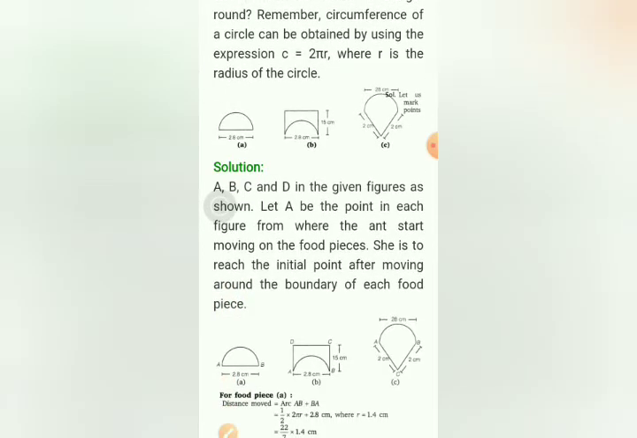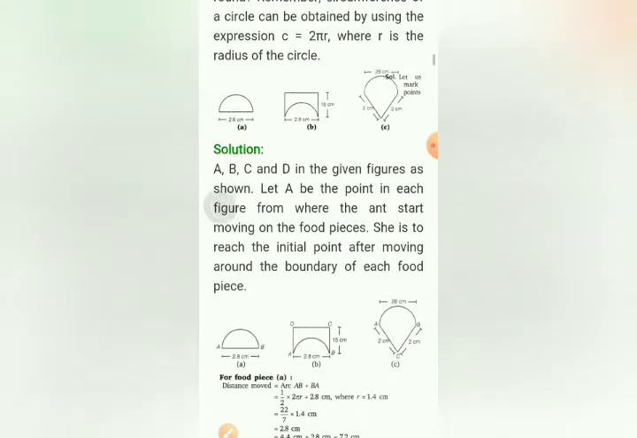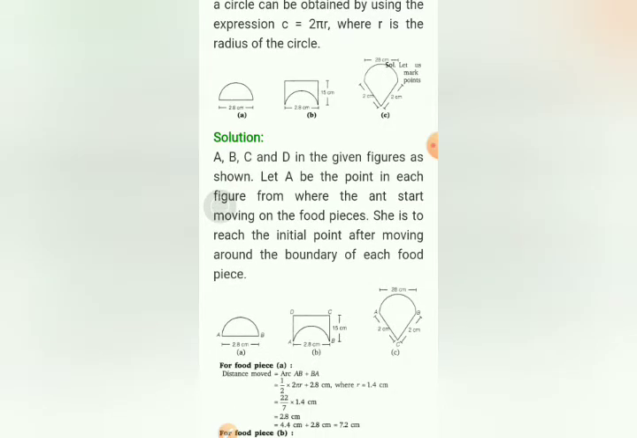Now there are three figures with points A, B, C, D as shown. Let A be the point in each figure from where the ant starts moving on the food pieces. She is to reach the initial point after moving around the boundary of each food piece.